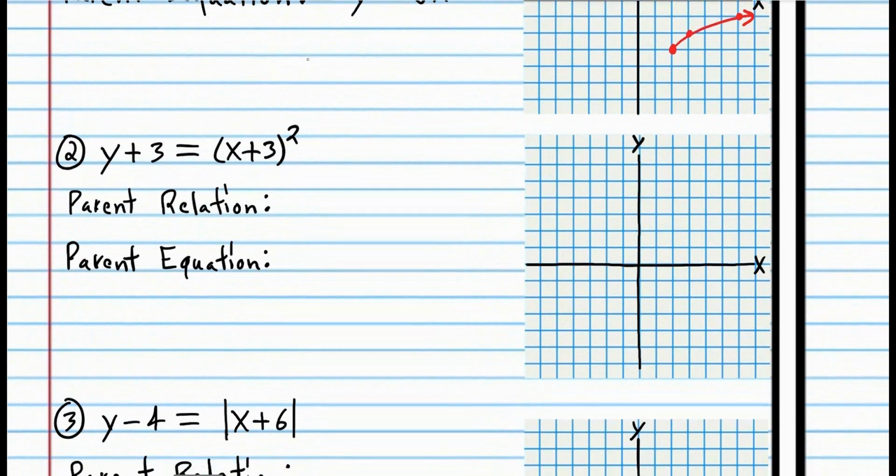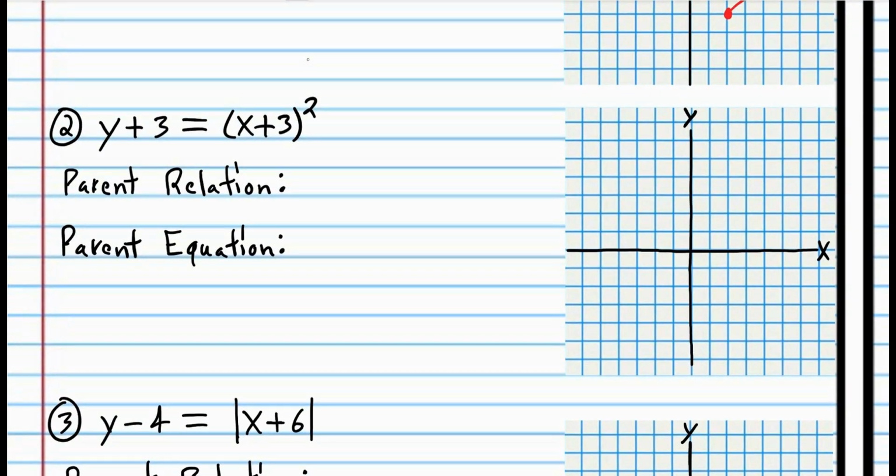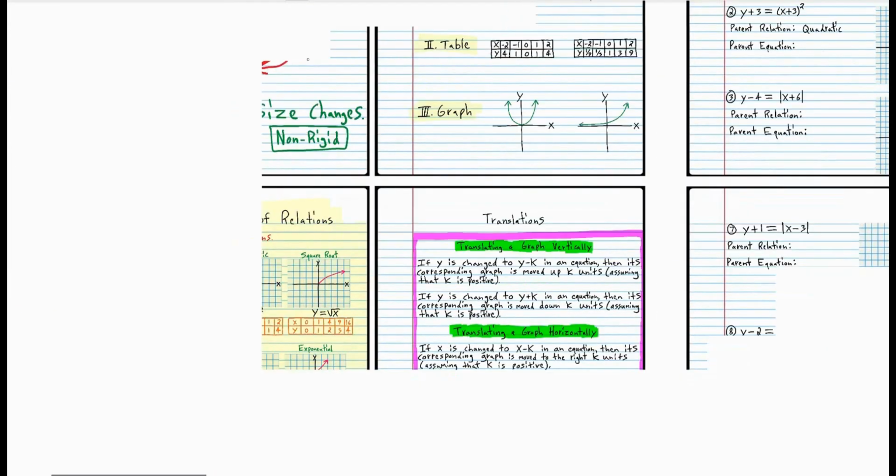So let's go over some more problems here so you can get an idea again what's happening. The parent relation, you see this is a square. It's x plus 3 squared, so that's going to be the quadratic relation. Again, look at your library of relations. I'm going to give you one more chance to take a picture here.